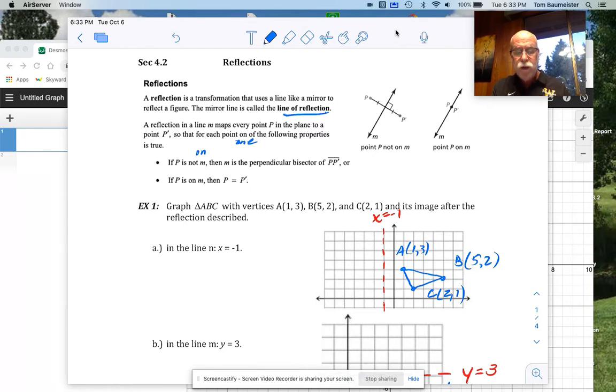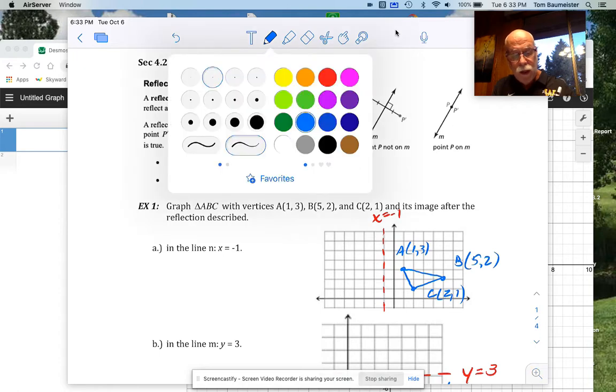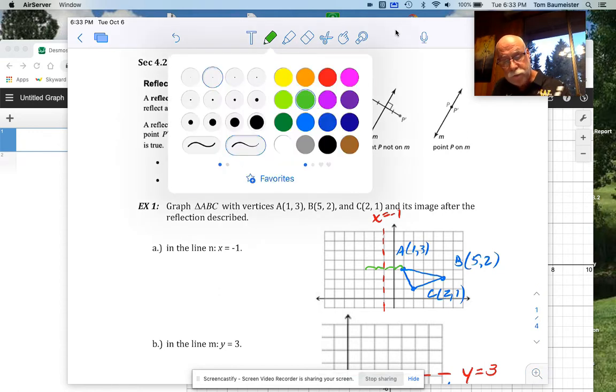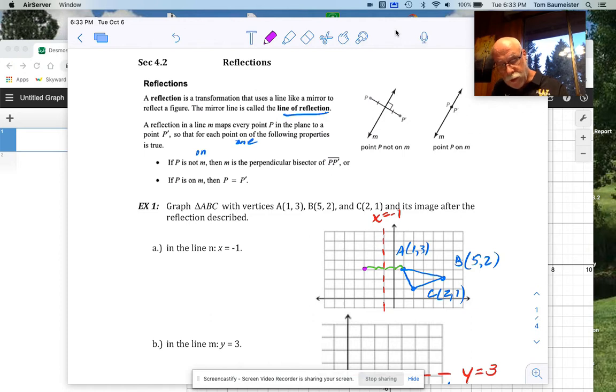All right, so now in this one here, our line of reflection is x equals negative 1. So the easiest thing to do, ladies and gentlemen, is to take your points and count over. On this one here, I went 1, 2. So since I went 1 and 2 for that point A, I'm going to go 1, 2 on the other side, since it is a vertical line. Remember, it's going to reflect it over this way. So if I make that point there, that's my A prime.